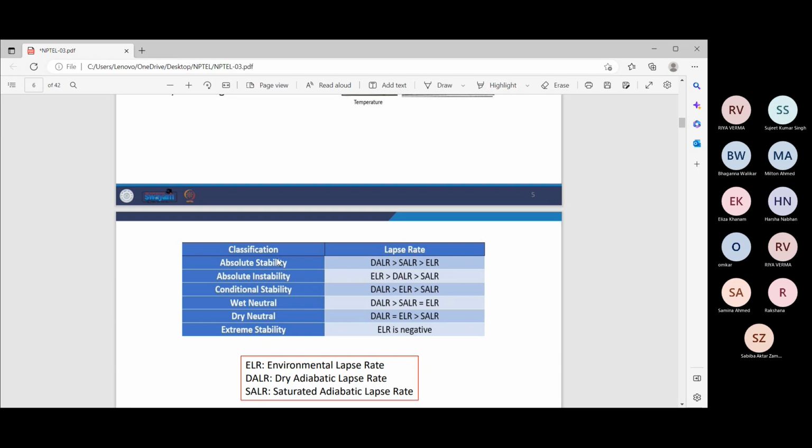Then the atmospheric condition will be absolutely stable. It will have absolute stability because the parcel will be at a lower temperature as compared to the environment, and hence no dispersion. The parcel will sink down and contract. Similarly, if the ELR is more than the DLR, which is more than the SLR, then the stability classification will be absolutely unstable. And here the dispersion of the particles will be maximum.